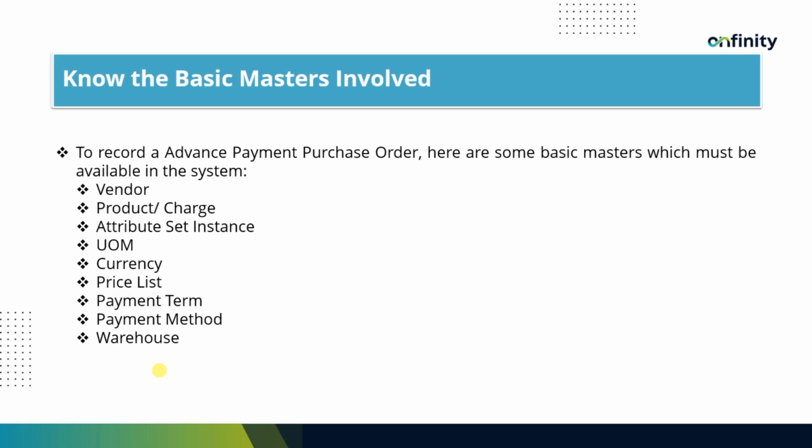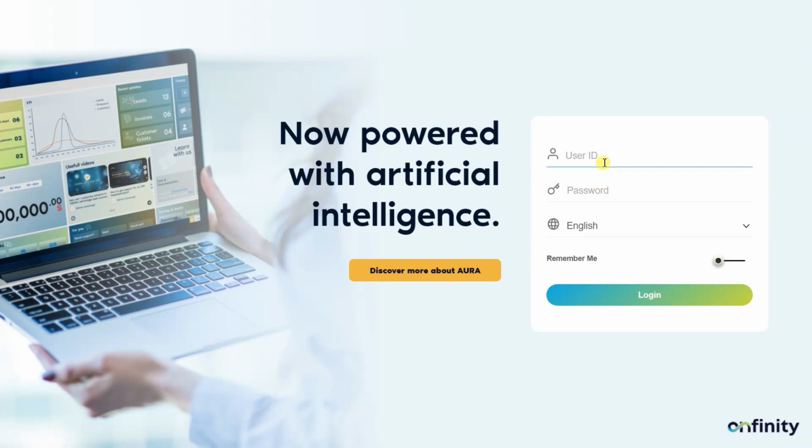Now that we've reviewed the advance payment purchase order process flow and the key masters involved, you're equipped with the foundational knowledge needed. Let's now move into the Onfinity system and walk through the step-by-step execution to see how it works in practice. Let's begin by opening the Onfinity URL. Enter your user ID and password, then click Login to access the system.